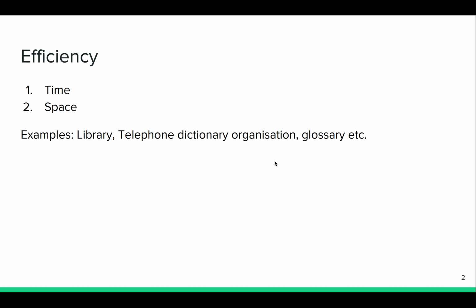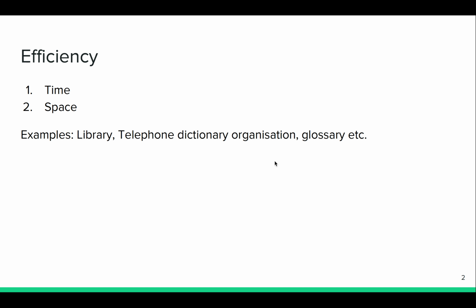One is a library management system. The second one is a telephone dictionary organization. And the third one is a textbook glossary. As we all know, in a library, the textbooks are organized in a particular fashion so that the retrieval process, that means finding a particular textbook, becomes much easier. Suppose a library, instead of being organized in a particular fashion, is organized in a random way. It takes a lot of time for the librarian to identify the book in a pile of books.